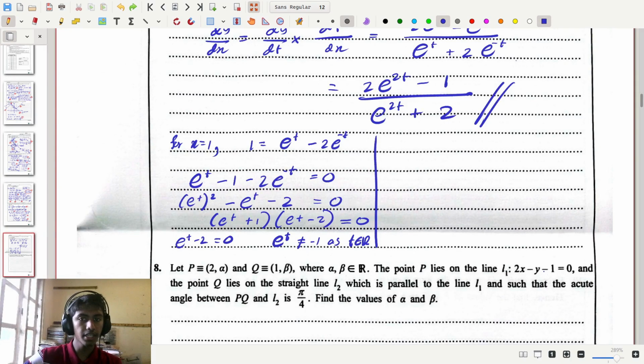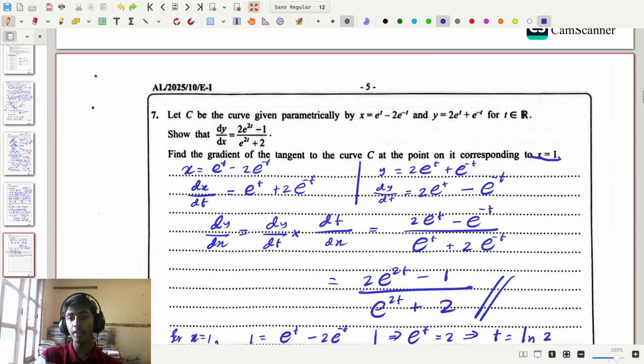Now this solution here leads us over here to e to the power of t being equal to 2, which means that if we take the natural logarithm of both sides, t is equal to the natural logarithm of 2. So now we have the corresponding value of t corresponding to the value of x equals 1. Now what we have to do is to substitute that value of t into dy by dx in order to find the gradient of the tangent to the curve at the point corresponding to x equals 1.